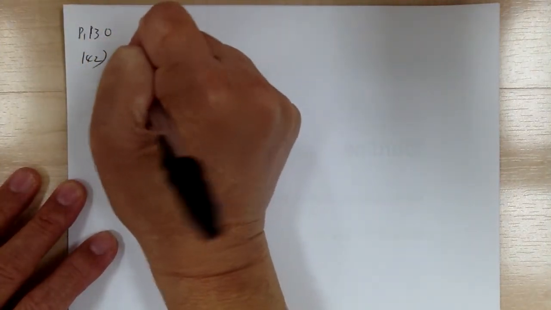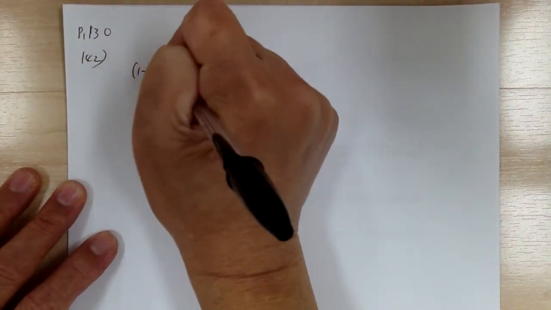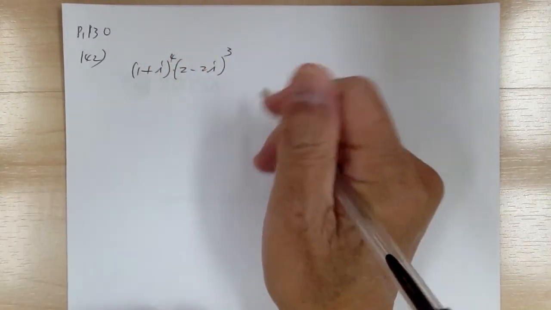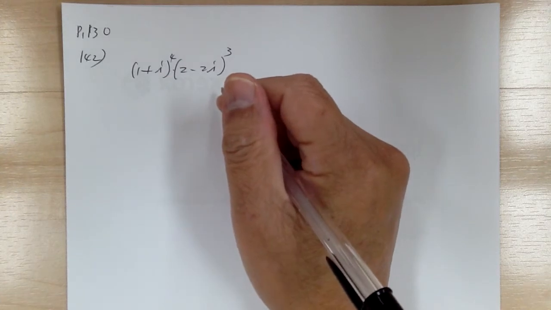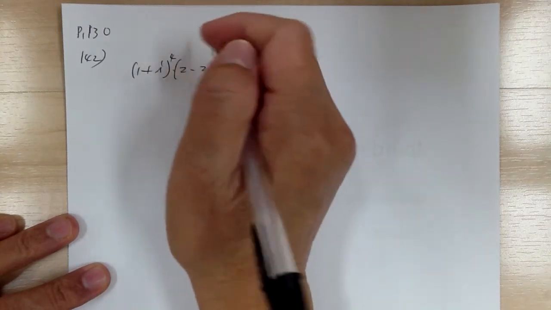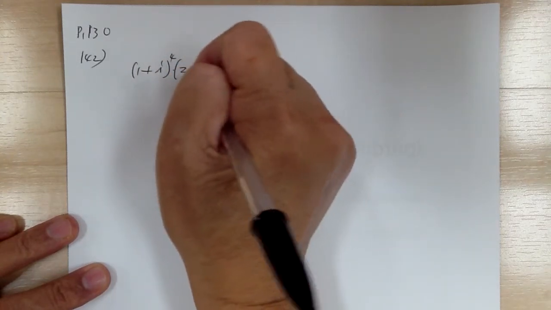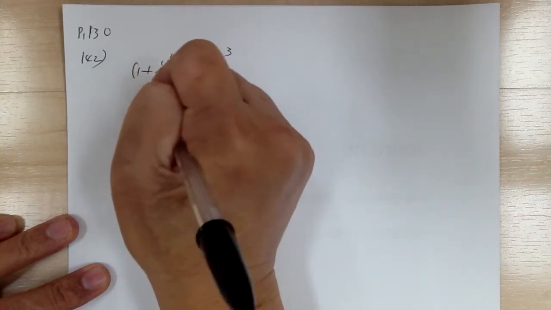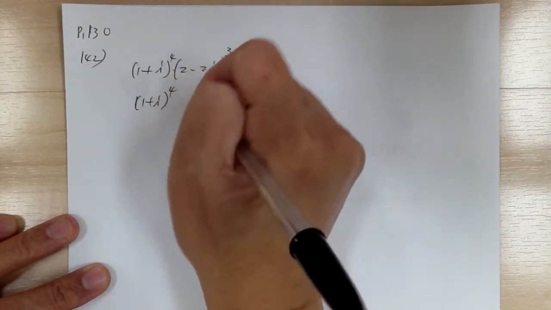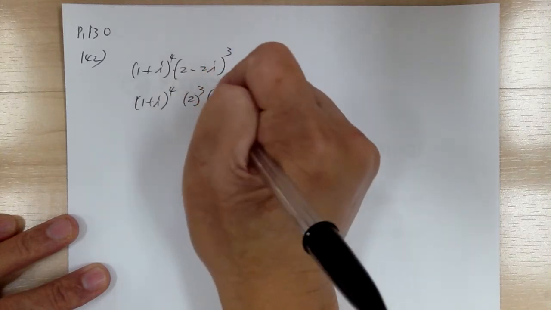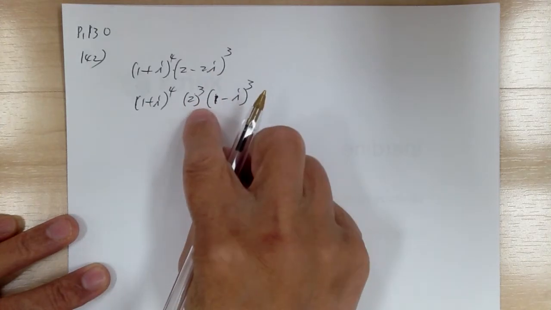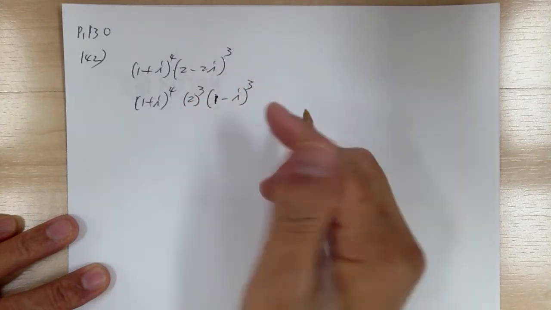Okay, so you're looking for (1 plus i) to the 4th power times (2 minus 2i) to the 3rd power. So for this one, there's a couple of ways you can do this. One way is just using the algebra. So you can factor the 2 from here. So you've got (1 plus i) to the 4, and you factor the 2 to the 3rd power, so it would be 2 to the 3rd power, and this would be (1 minus i) to the 3rd power. So factor the 2 from the parentheses, so it would be to the 3rd power.